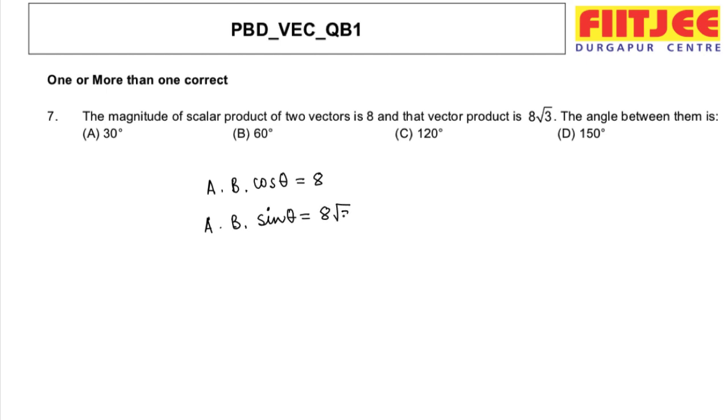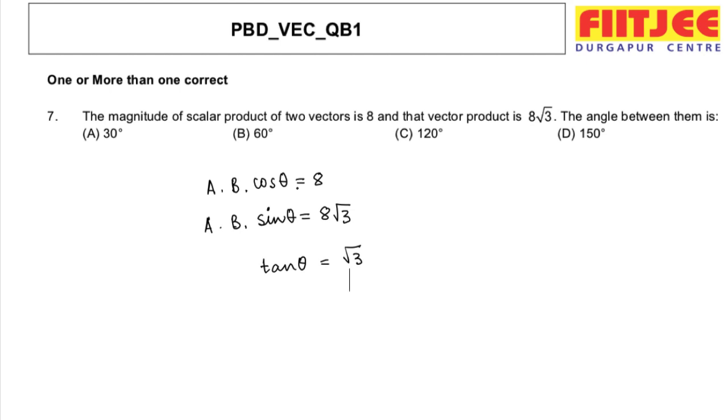It is given as 8 root 3. Right, so if I just divide them, what will be the angle in between them? So we can say that tan theta is equal to root 3. Now you can see that it gives the magnitude as 8 and 8 root 3.